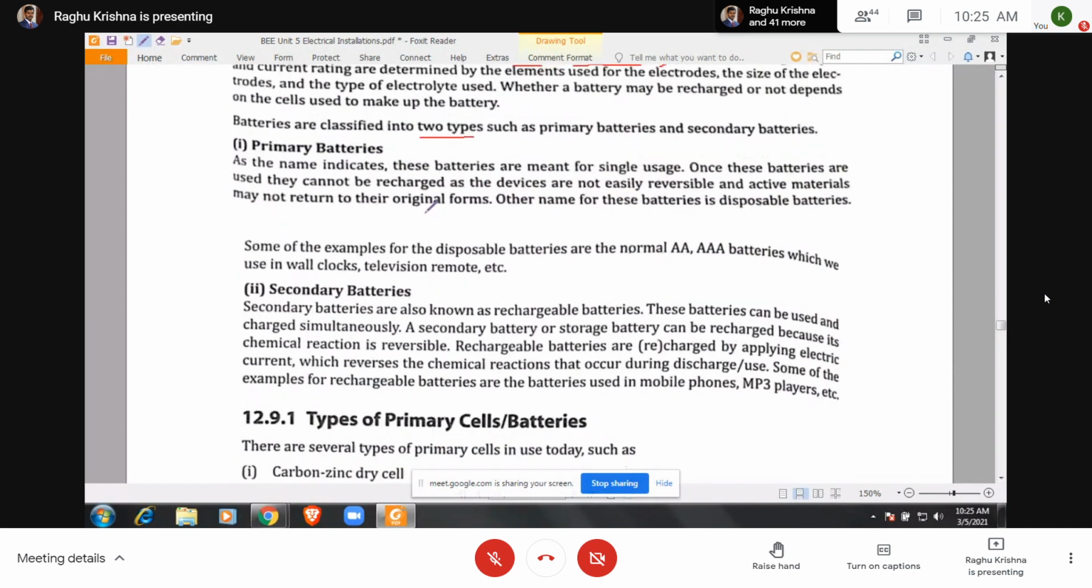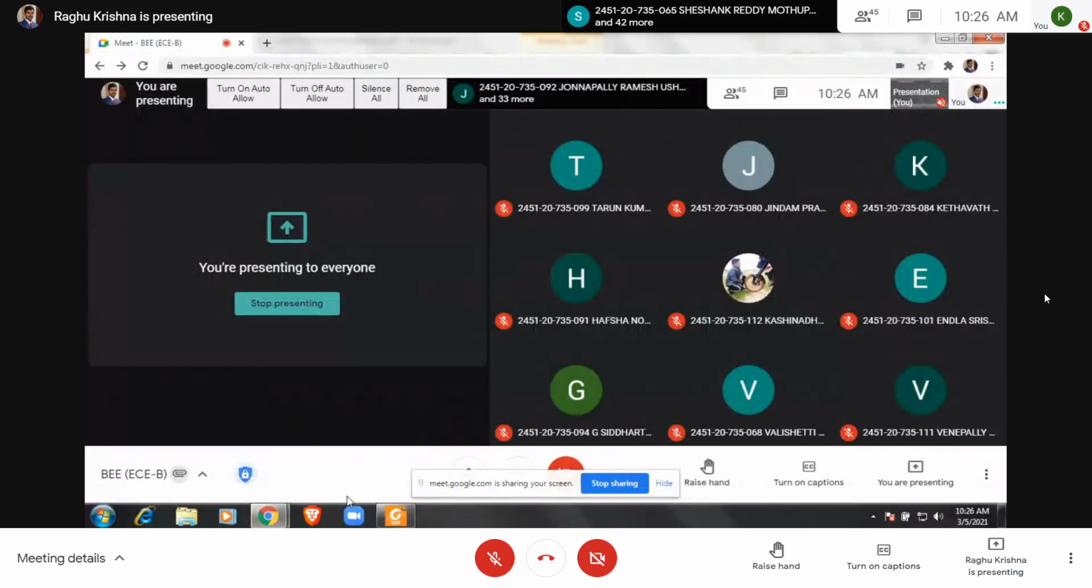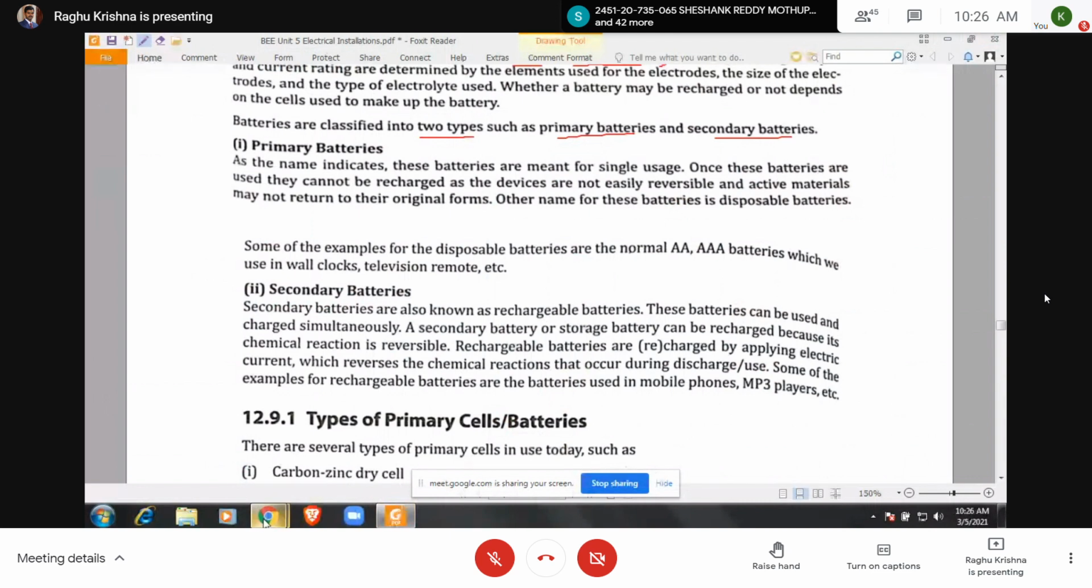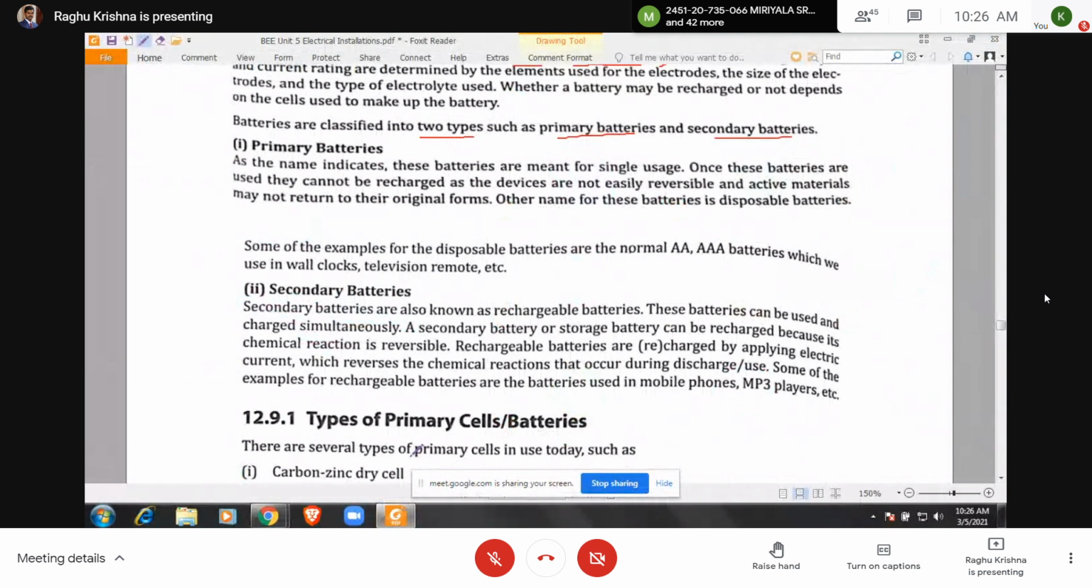Next, coming to the types of batteries. Batteries are classified into two types, primary batteries and secondary batteries. Now coming to primary batteries. What is meant by primary batteries?